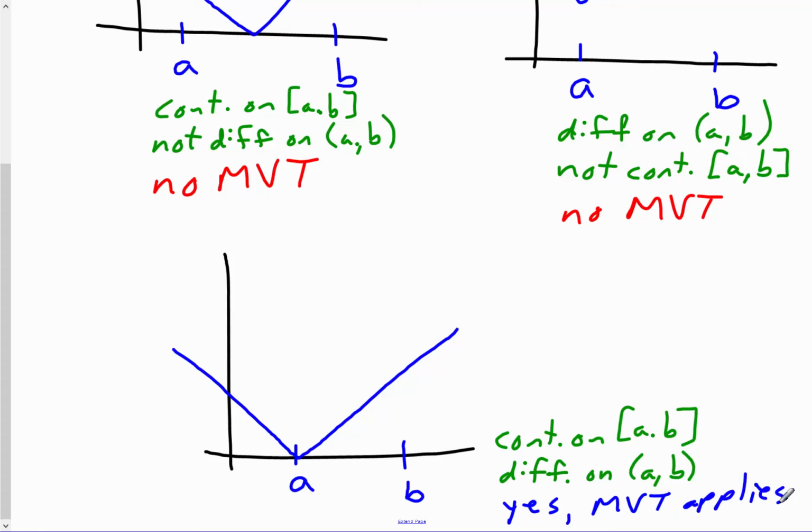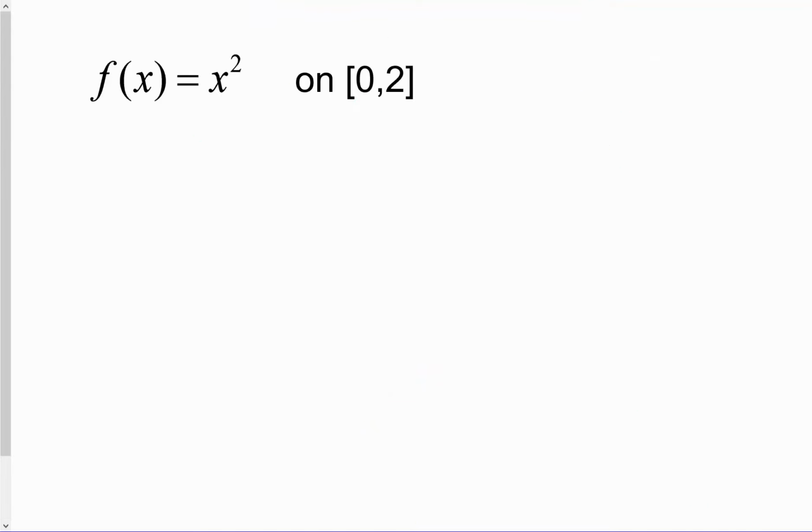And especially when you're using the MVT, you do have to make sure that the hypothesis fits. So a couple ways that they could ask questions about this. First would be, here's a function on a closed interval. Find a place, if it exists, where f prime of c is equal to f of b minus f of a over b minus a.